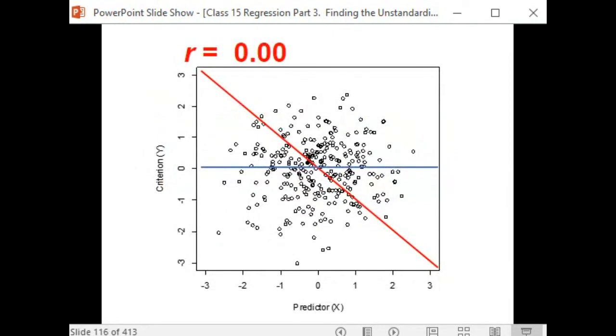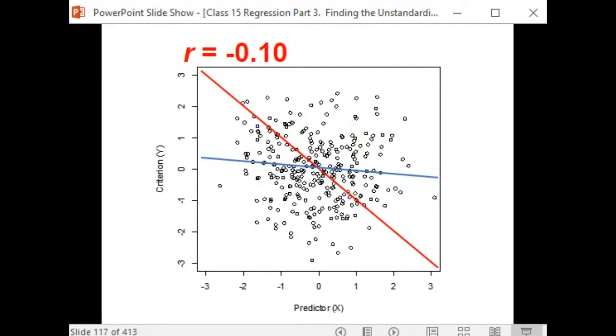So here's a scatter plot where correlation is 0. The blue line, the regression line, is flat because its slope is 0. R equals 0. The red line goes down from left to right and is the negative z equal line. Now the correlation of x and y in this slide is negative 0.10. The slope of the regression line has changed slightly, and the slope is negative, going down from left to right.